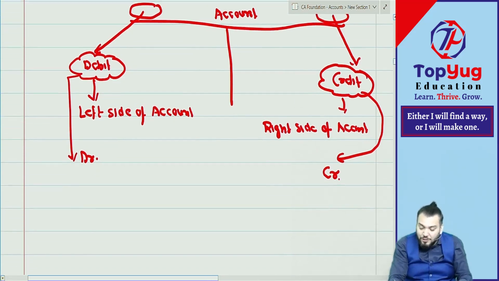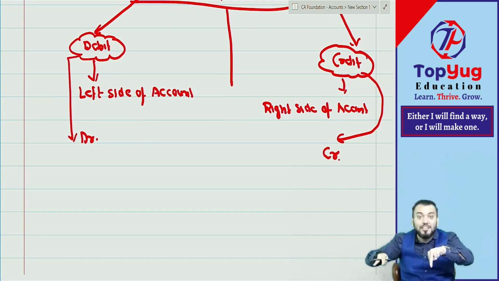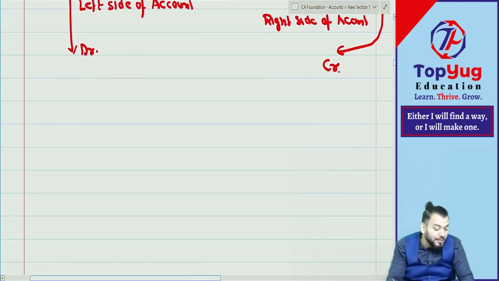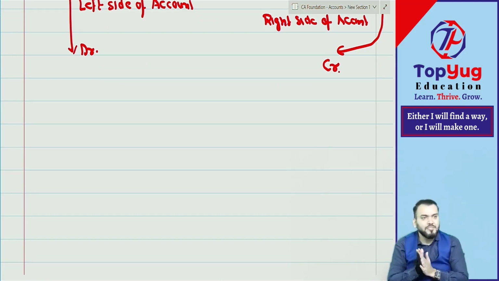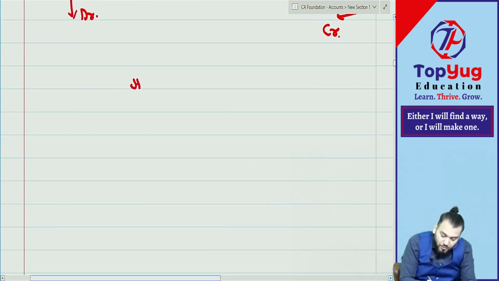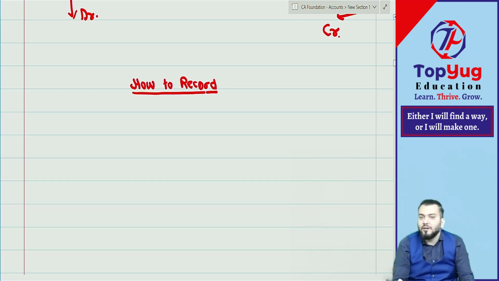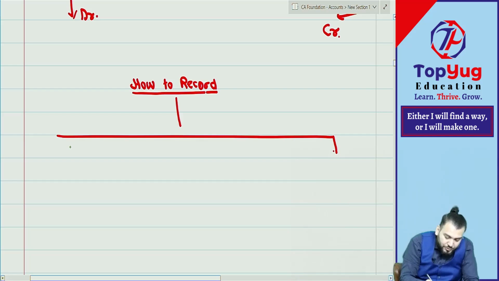So for recording, we need to find out which transaction we are recording, that we have understood. Now in that transaction we need to find out two aspects. One will be debit, other will be credit, that we have understood. So how to find out those two aspects? For that there are two approaches. Understood? Now actually we are understanding how to record. For this we have two approaches.